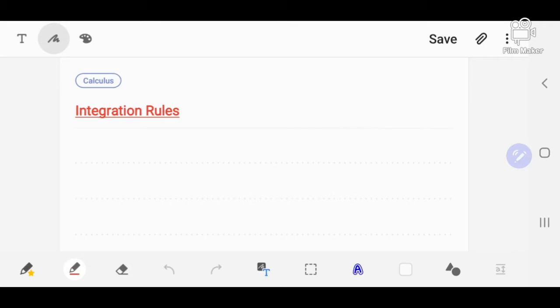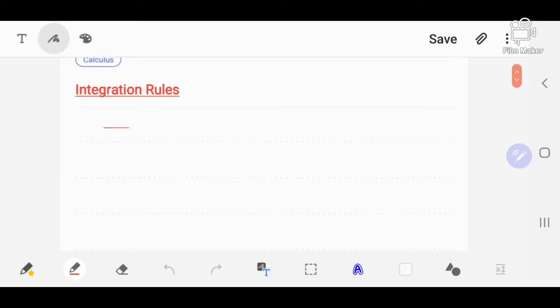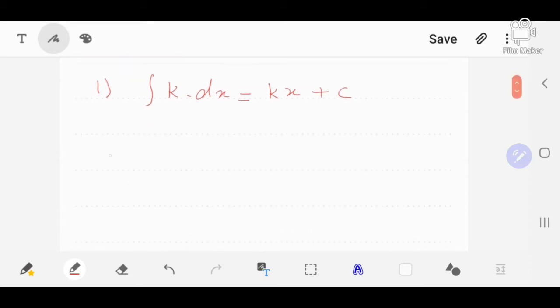Okay, I'm going to talk about the integration rules, basic integration rules. I'll write them in my own way, so read and listen carefully. Till now, we know two rules. The first rule was the integration of any constant with respect to x is equal to the constant times x plus c, which is a constant of integration.